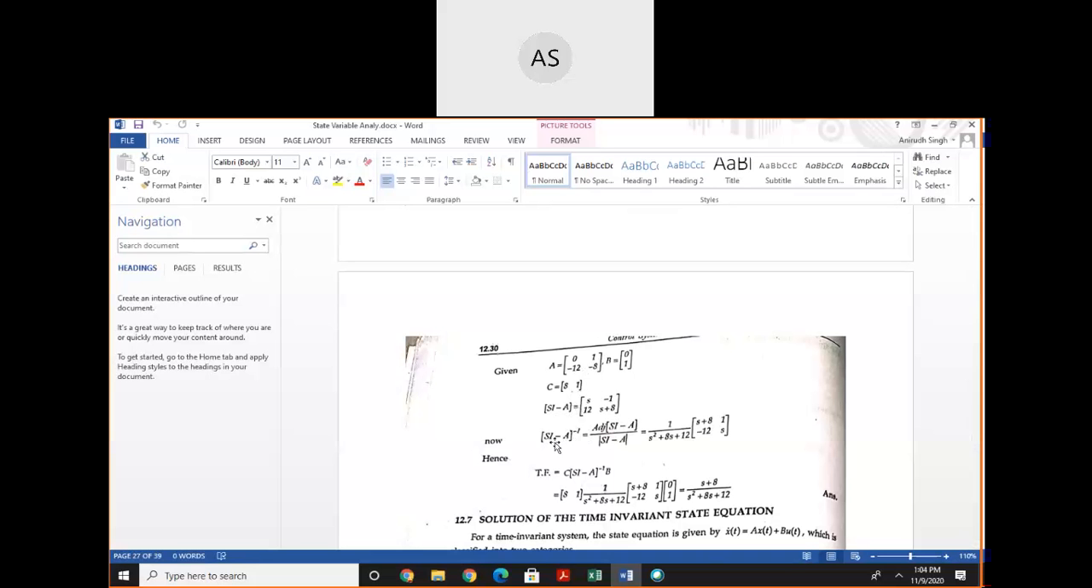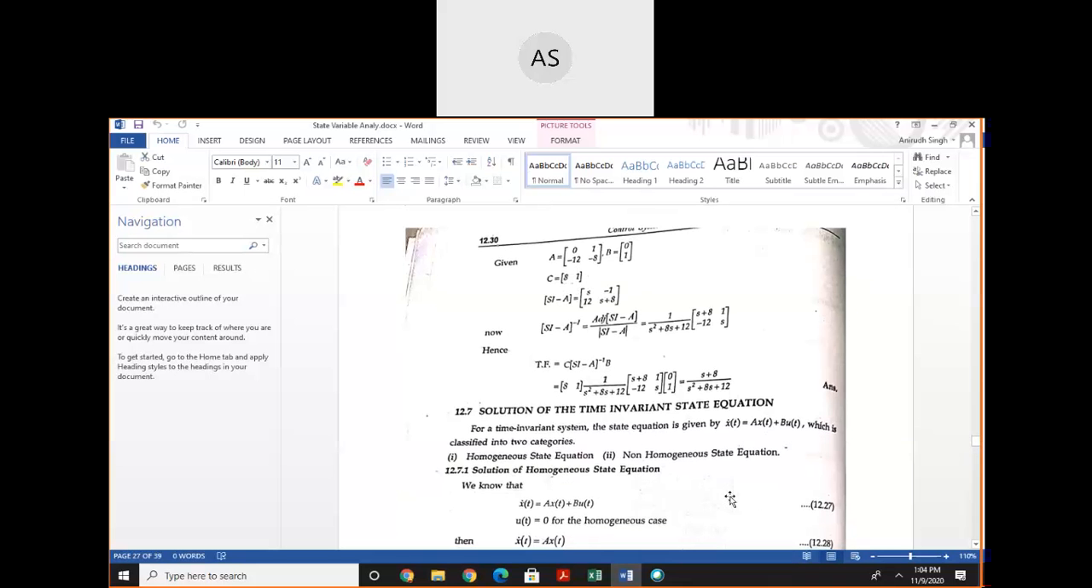Formula used: T(s) is equal to C inverse of SI minus A multiplied by B plus D. Value of A, B, and C is given, and we calculate the value of SI minus A. Then calculate the inverse of SI minus A. Inverse of SI minus A is given by adjoint of SI minus A divided by determinant of SI minus A. Then calculate the adjoint of this matrix, which is this, and the determinant of this matrix is given by this equation.